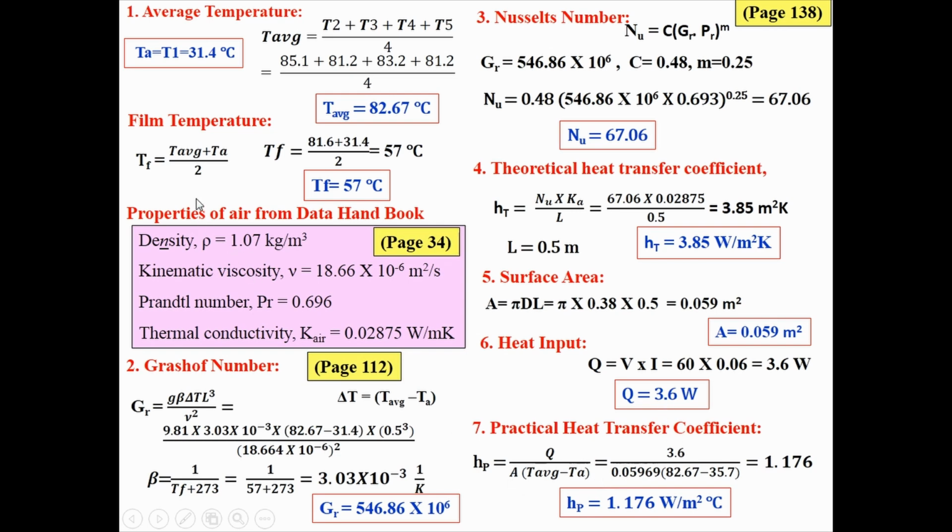Whereas A is nothing but the area, already calculated here, the surface area. Next, multiply by T average, which you already know, it is 2.67, minus TA. TA is 31.4. Instead of 35, you have to substitute 31.4 here. Then you calculate, and you will get 1.176 as the practical heat transfer coefficient, that is 1.176 watt per meter square degree Celsius.